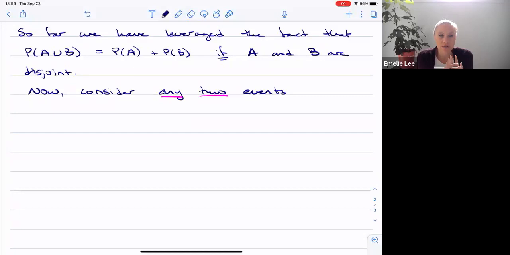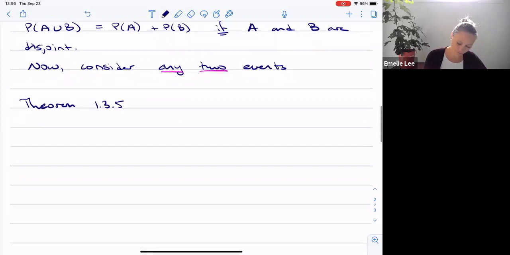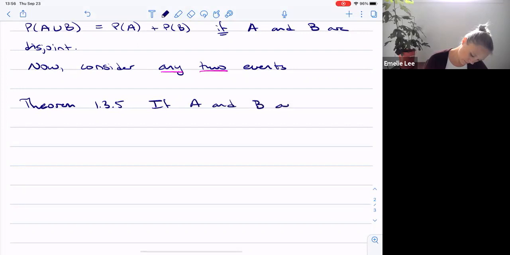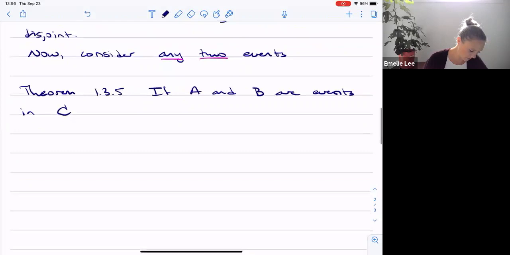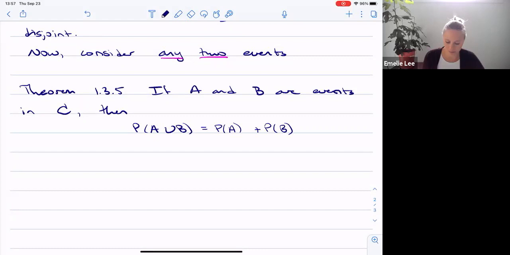And so here we go. Theorem 1.3.5. If A and B are events in the sample space, then the probability of A or B is the probability of A plus the probability of B, but then we have to subtract that overlap, so minus the probability of A and B.